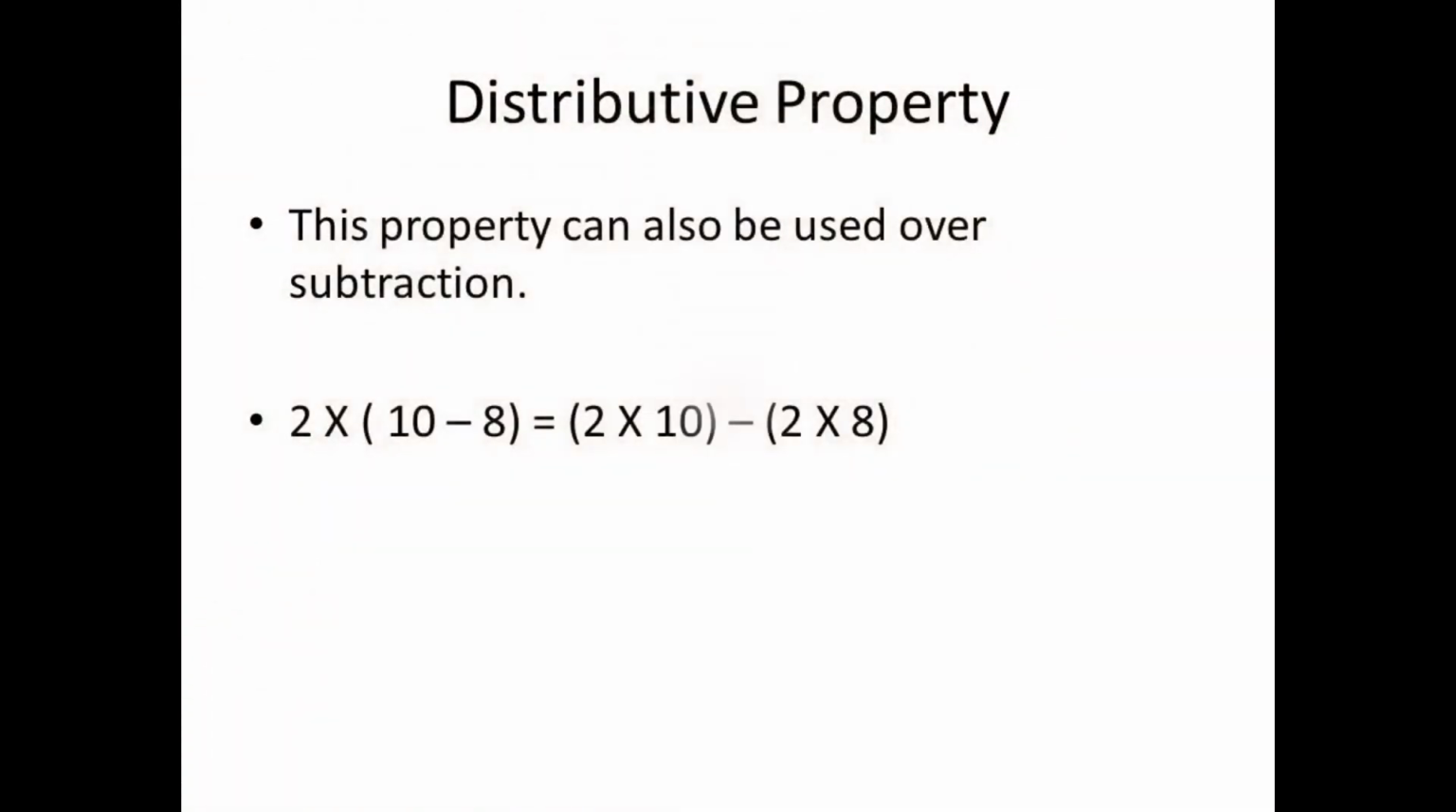Now the distributive property can also be used over subtraction. For example, 2 multiplied by (10 minus 8) will be the same as 2 multiplied by 10 minus 2 multiplied by 8. That means 2 distributes over 10 minus 8, and on solving the left hand side and the right hand side, the answer will come out to be the same. Hopefully it is clear to you. Now let us do some questions based on it.